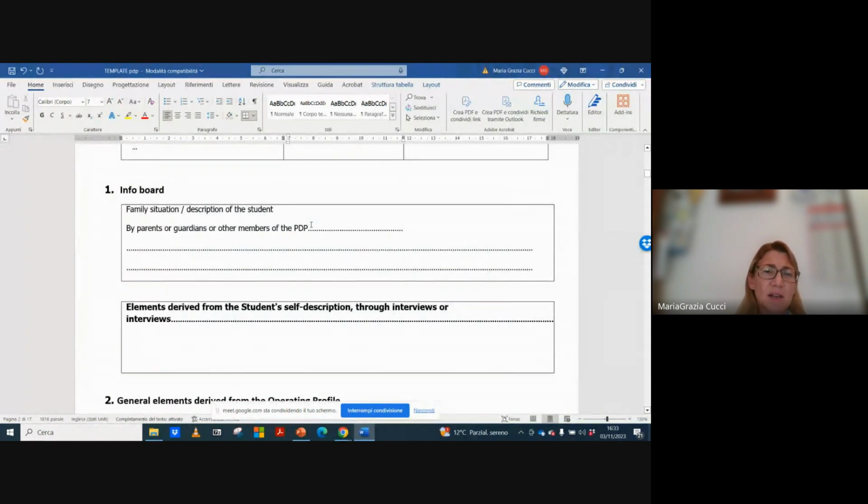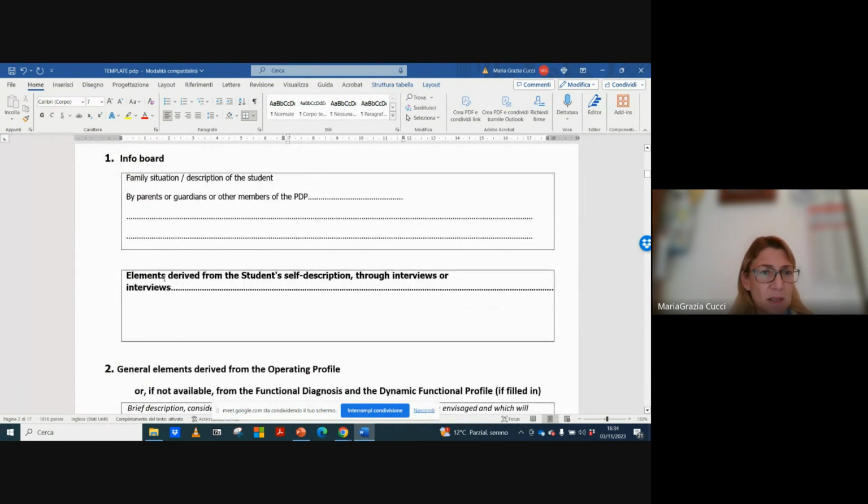The student has always had difficulties in attending school, starting from the primary school. The school evaluation reports, and you write what the report is. Then there are elements derived from the student's self-description through interviews.